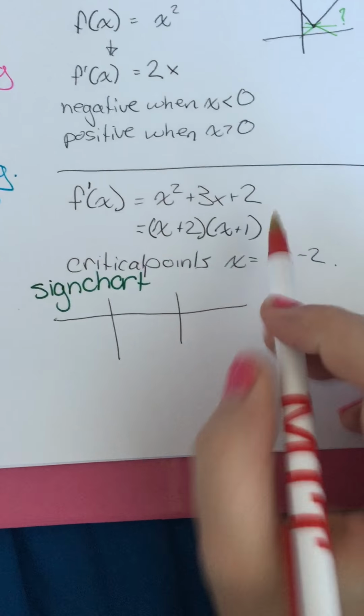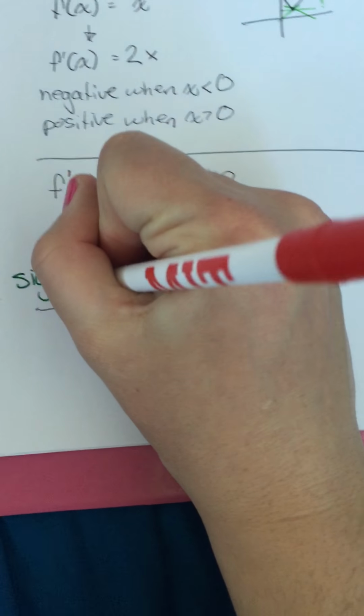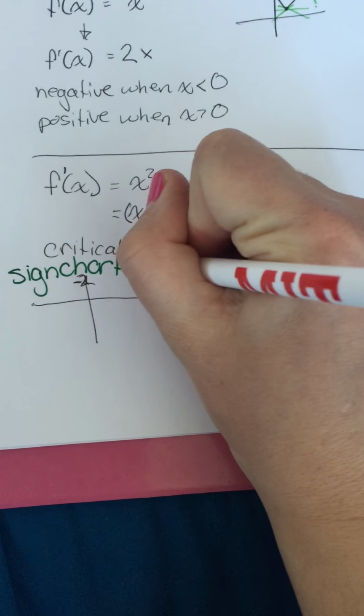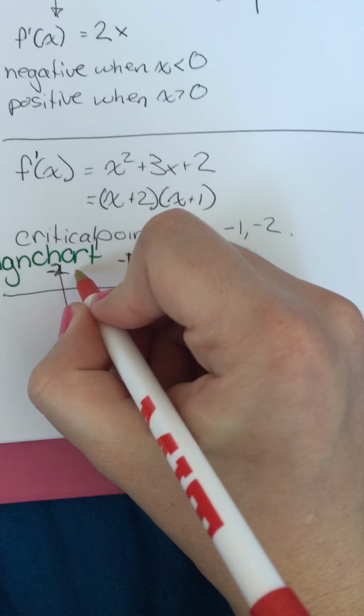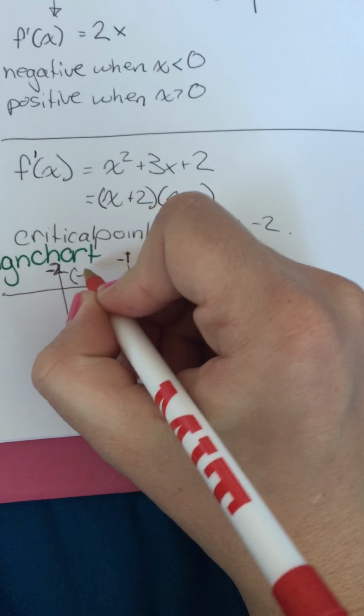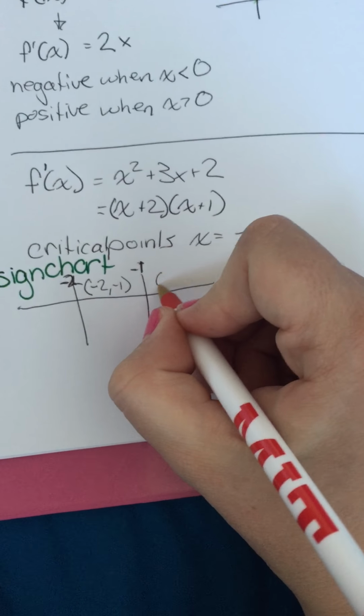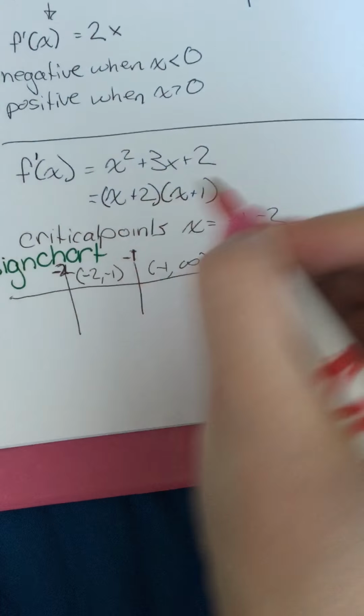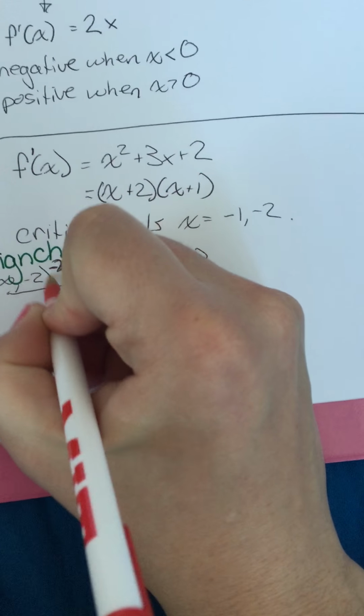And we take values in between these things. So it's basically like a number line where this is -2 and this is -1. So here we have x values that go between -2 and -1. Here we have x values that go between -1 and positive infinity. And here we have -infinity up to -2.